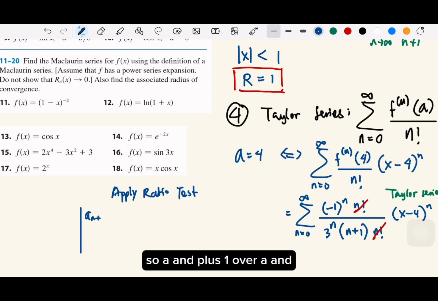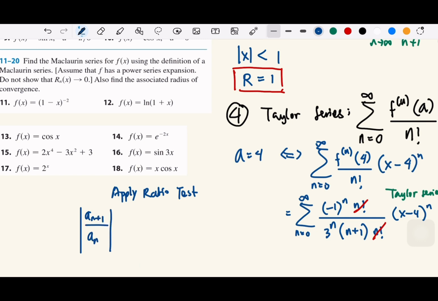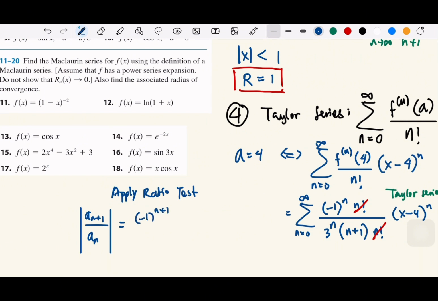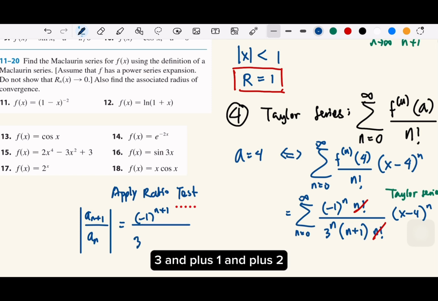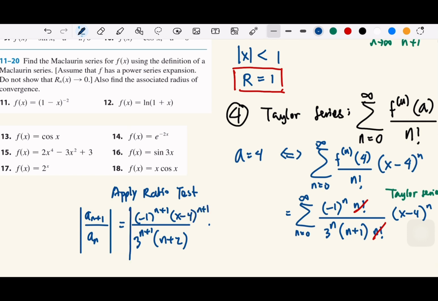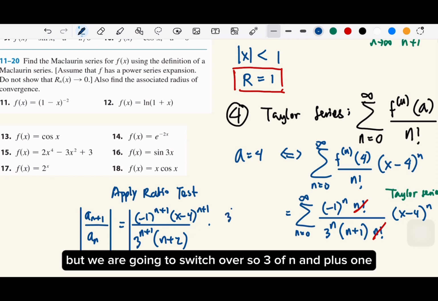So a_(n+1) over a_n. We need to check the ratio. So it will be (-1)^(n+1) over (n+1), with (n+2), times (x minus 4)^(n+1), multiplied with the reciprocal of a_n, which is 3^(n+1).